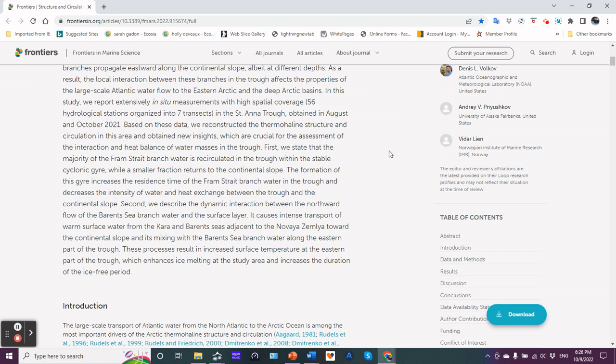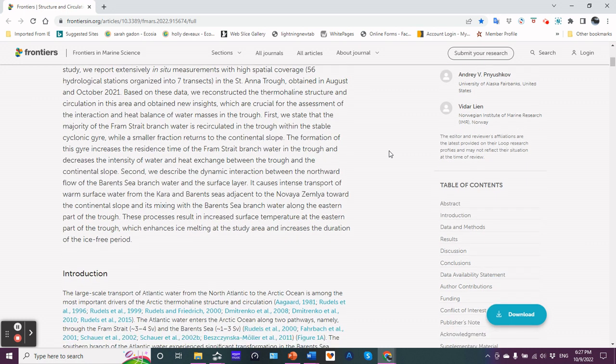First, we state that the majority of the Fram Strait branch water is recirculated in the trough within the stable cyclonic gyre. Okay? Cyclonic gyre means it's counterclockwise, while a smaller fraction returns to the continental slope. The formation of this gyre increases the residence time of the Fram Strait branch water in the trough and decreases the intensity of water and heat exchange between the trough and continental slope.